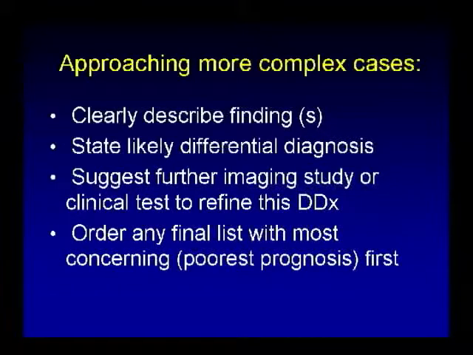If you're left with a list of cases, if you've got 3 or 4 differentials, always list the one with the poorest prognosis first, the one that needs to be excluded. And what I mean by that is you need to make sure that if there's anything that's potentially treatable and reversible that needs to be fixed now, that should always be the first thing on your list.